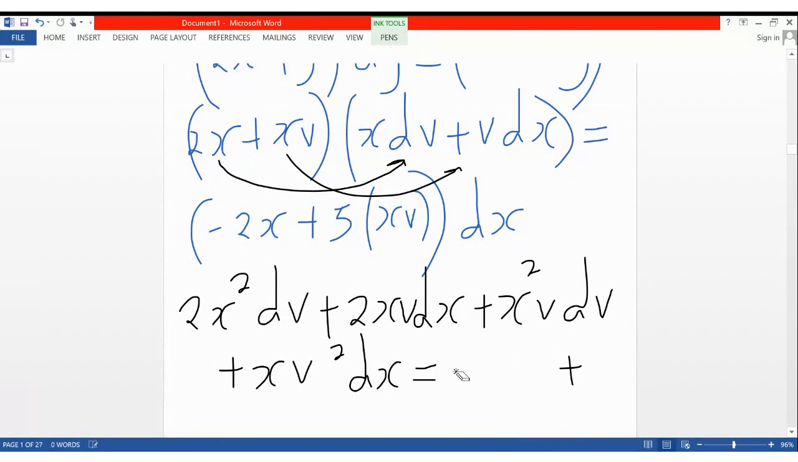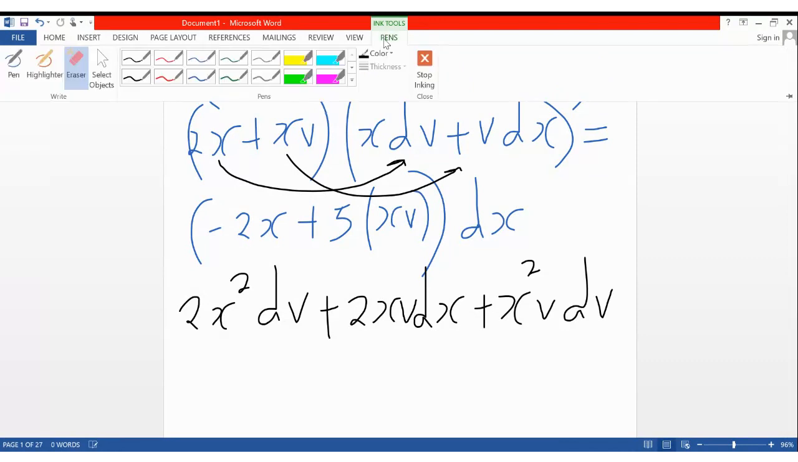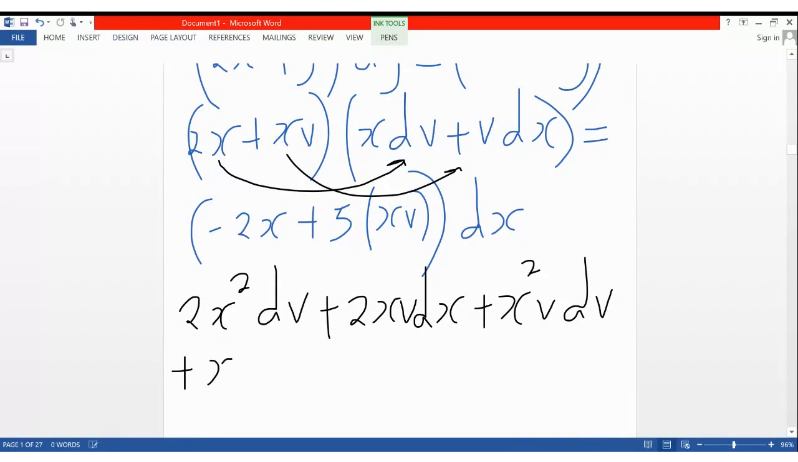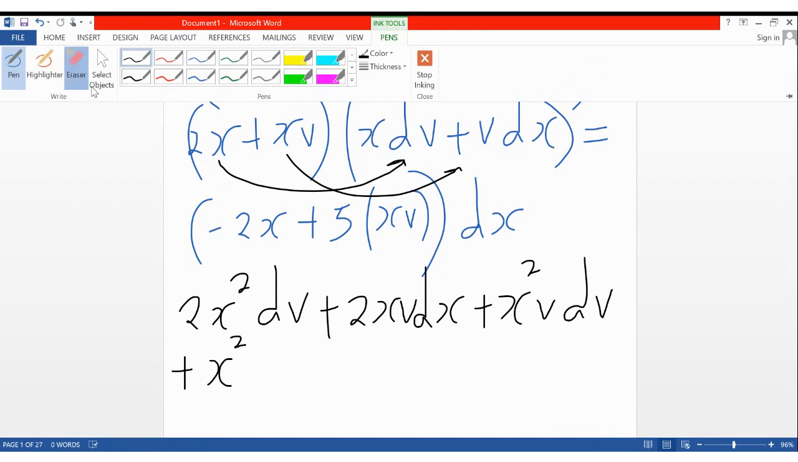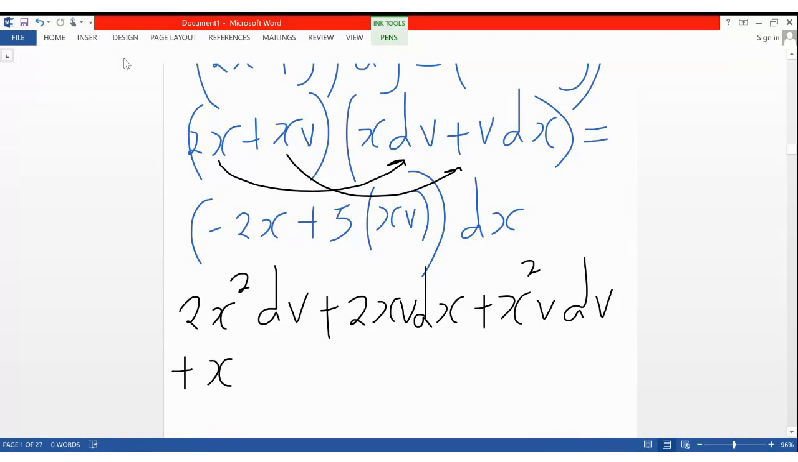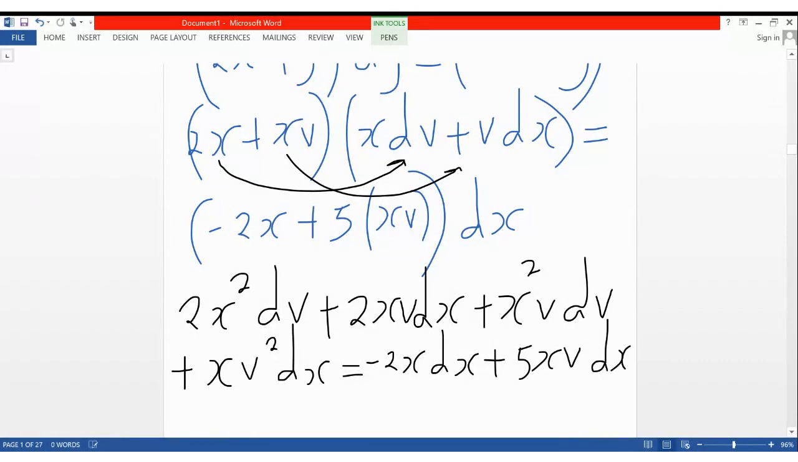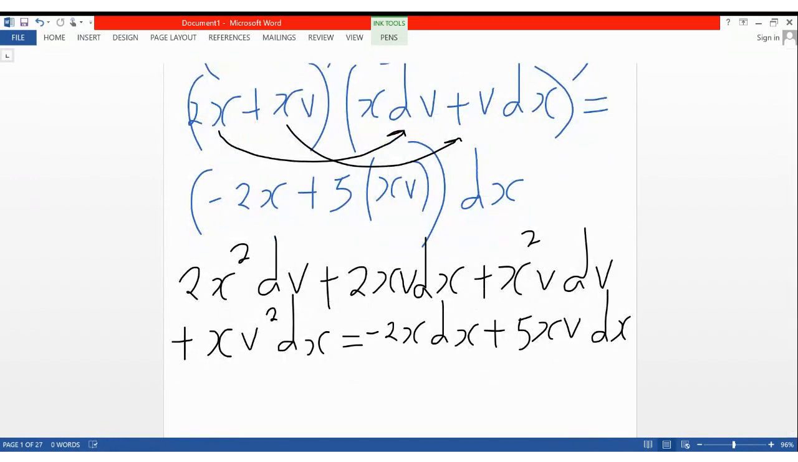And just to repeat this one so at least I can have more space. There's nothing wrong I've done. So the final one I had gotten was plus x squared. Let me see. We have got the first one. Then I got 2xv. Then I got x squared v. So I should be getting xv squared. So x v squared dx will be the same as negative 2x dx plus 5xv dx. That's what I'm getting.